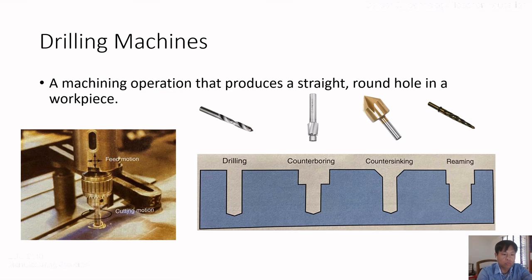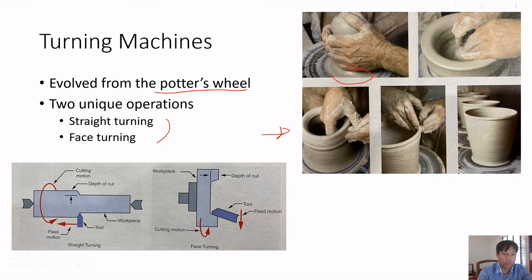This tool cuts the work. This one is a face turning, and, I'm sorry, this is a straight turning, and then this is a face turning. So it cuts this face, and this is straight turning the outside of the work. This is the turning machine, which we can see in lathe machines.